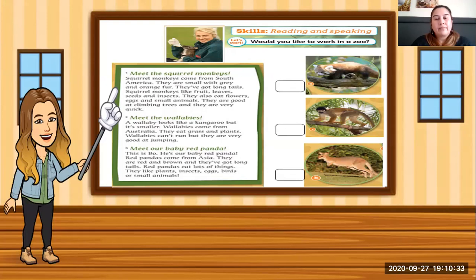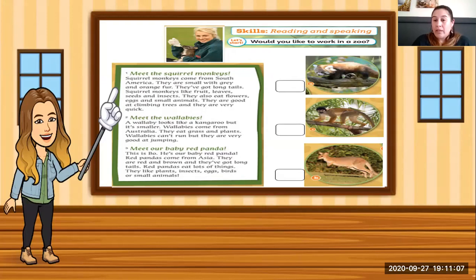Meet our baby red panda. This is Bo. He's our baby red panda. Red pandas come from Asia. They are red and brown, and they've got long tails. Red pandas eat lots of things. They like plants, insects, eggs, birds, or small animals.